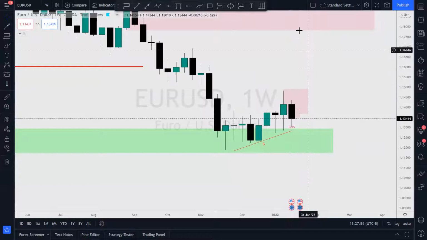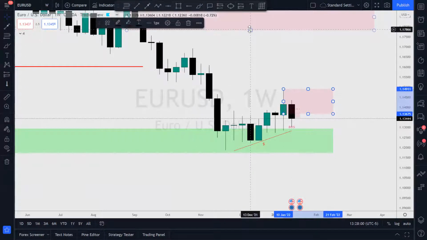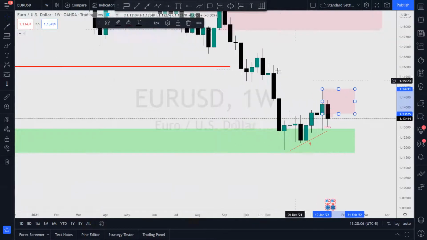But what you want to make note of is who's in control. Is it the bears or the bulls? Right now, bears are in control. Why? Because we are breaking down, where the momentum is down, and we don't see bearish order blocks. We don't see supply being violated by demand.